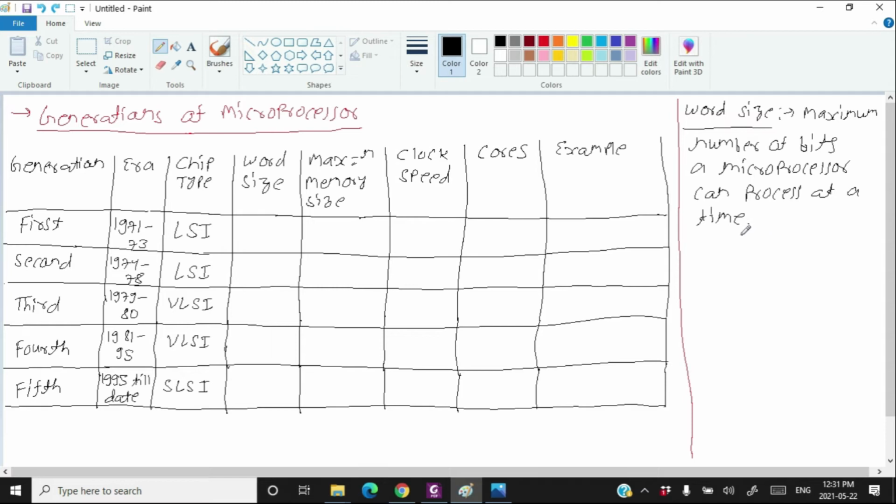You know that nowadays CPU means microprocessor and microprocessor means CPU. So the word size of the microprocessor or word size of the CPU depends on the size of registers. How many bits can be stored in a CPU register? That many bits can be processed at a time. How many bits can be stored in registers of microprocessor? That many bits can be accessed at a time.